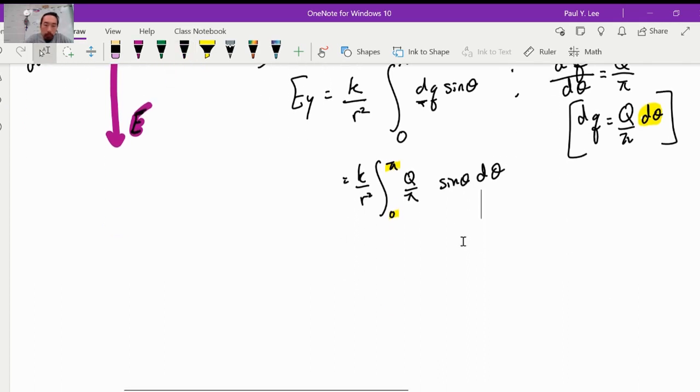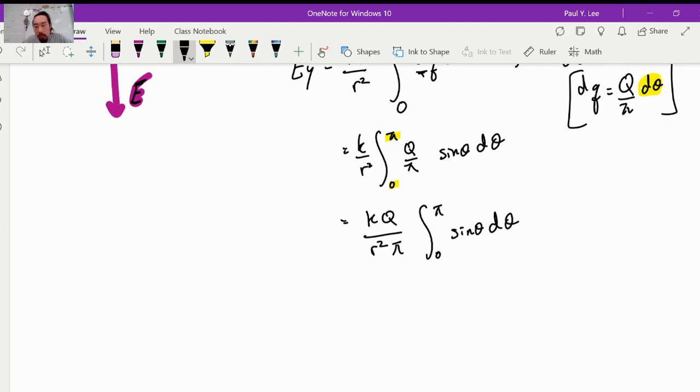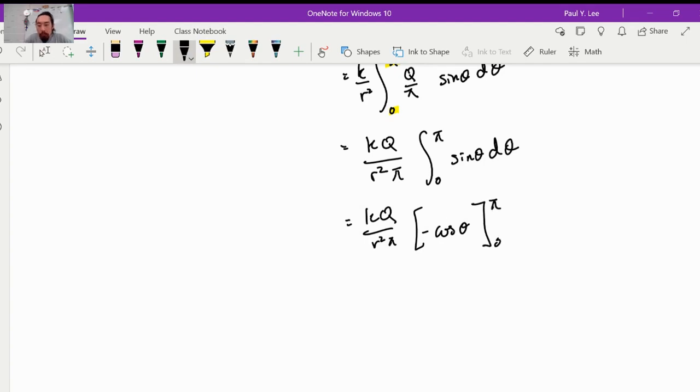All right, next line down. So when we did that substitution, a couple of new things got introduced, mainly a couple of new constants. One of the constants is this capital Q. Let's take that out over r squared. And of course, pi is also constant. Let's take that out. So we are integrating sine theta d theta, and our bounds are from 0 to pi. Okay, so when we take the integral of sine theta, we are left with negative cosine of theta, where our bounds are from 0 to pi.